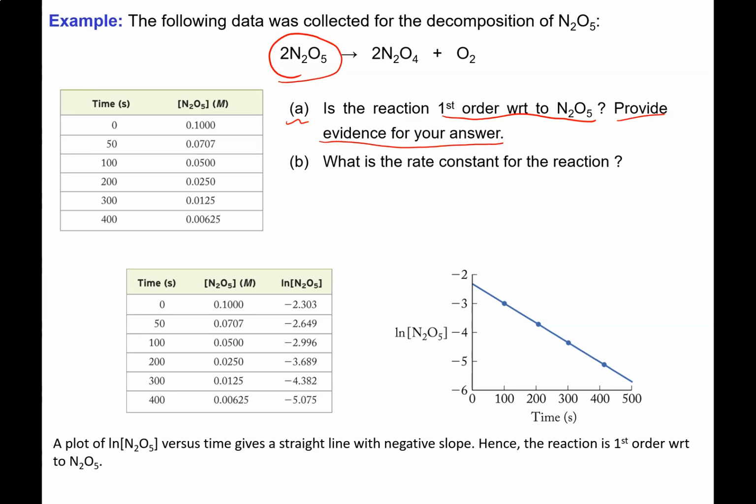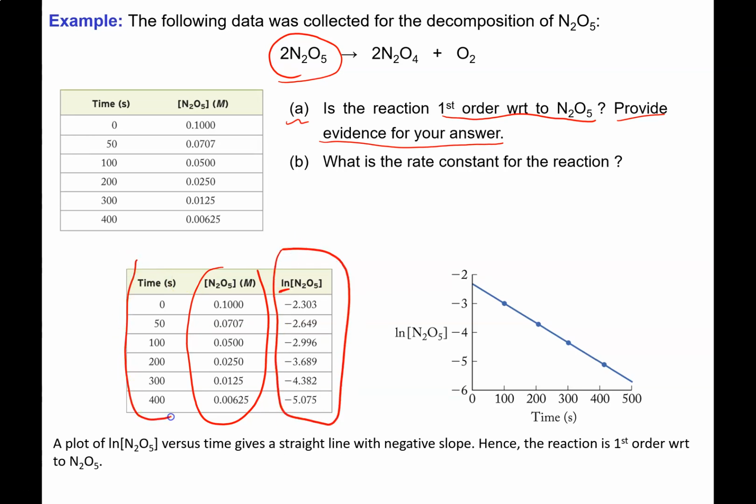So what I need to do here is extend my table out to have a column that has the natural logarithm of the concentration of N2O5 in it, and then I'm going to plot this against the time. And if that is a straight line with a negative slope, then I know that this reaction is first order. And when I do that, it is.